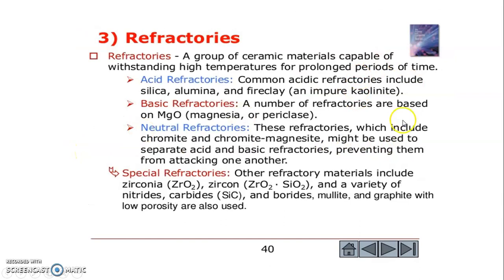Then refractories. Here you can see this, refractories are a group of ceramic material capable of withstanding high temperature for a prolonged period of time. That is a very important part. Then acid refractories. Common acid refractories include silica and alumina, and basic refractories are magnesium oxide, that is magnesia or periclase. Then neutral refractories, which include chromite or chromite magnesite, might be used to separate acid and basic refractories, preventing them from attacking one another.